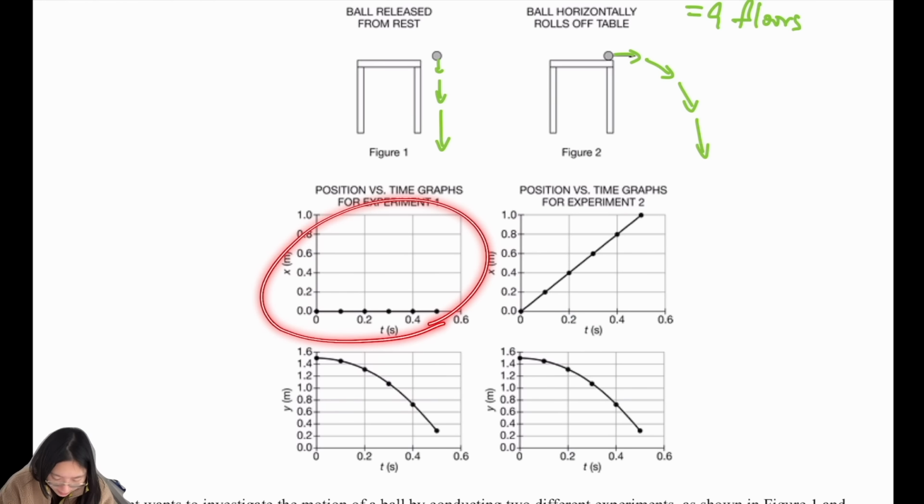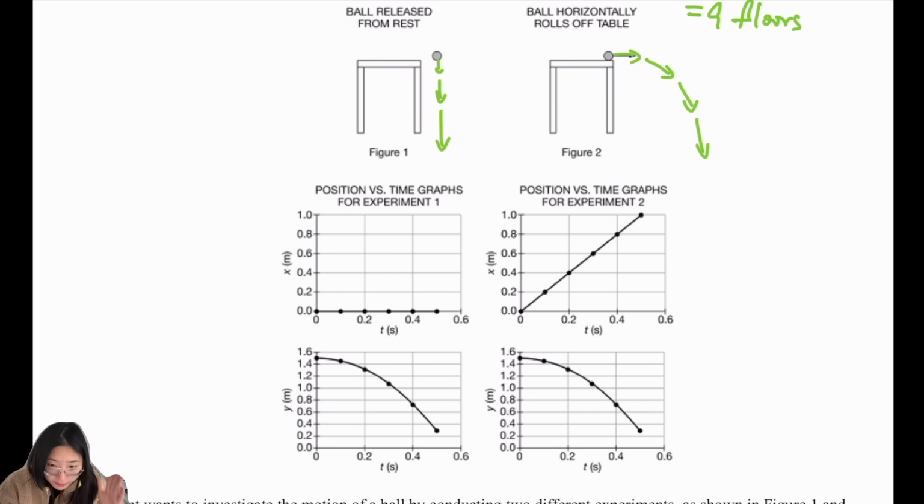So for experiment 1, its horizontal position is not changing at all because it's just moving up and down along the vertical line. In experiment 2, it started in a horizontal direction. So its horizontal position is also changing, but at a constant rate. This is a linear line, so its slope represents the velocity, and the velocity is constant.